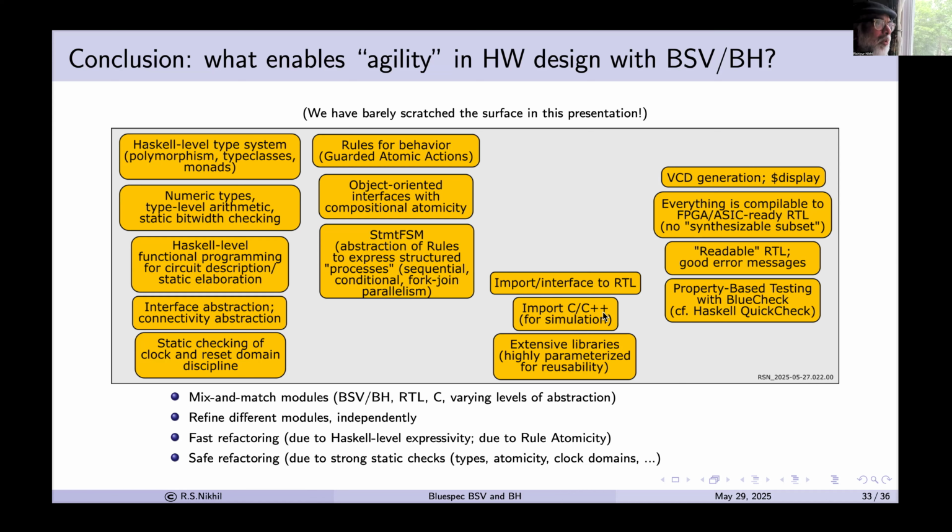We import C RTL, interface with C RTL. There's an extensive set of libraries that are available, which are highly parameterized for reusability. We produce, as I mentioned, cycle accurate code, even in Bluesim. Even in Bluesim, you can generate VCDs from Verilog. Of course, you can generate VCDs. There's a $display statement. So for those of you who prefer debugging using printfs, you can do that in BSV.